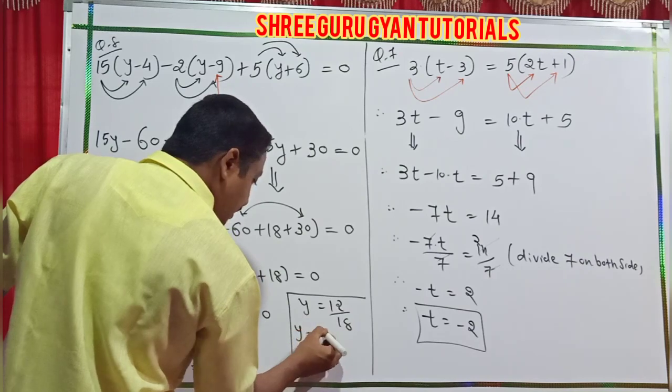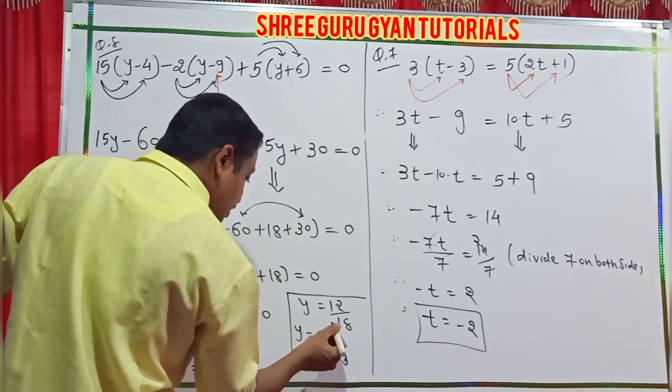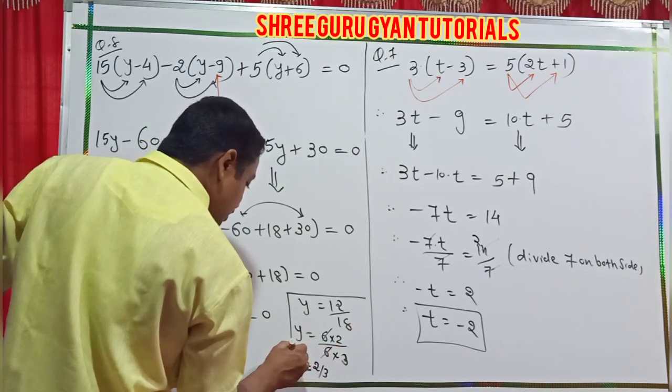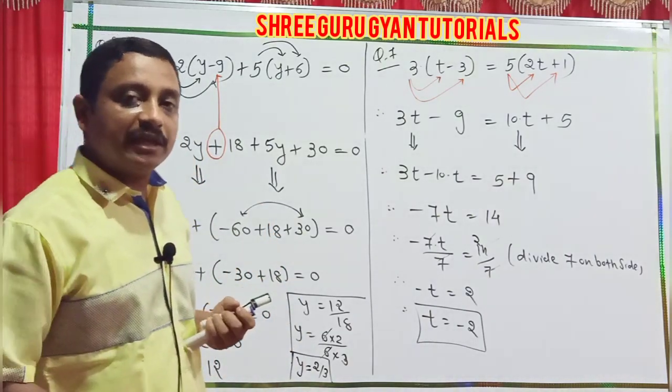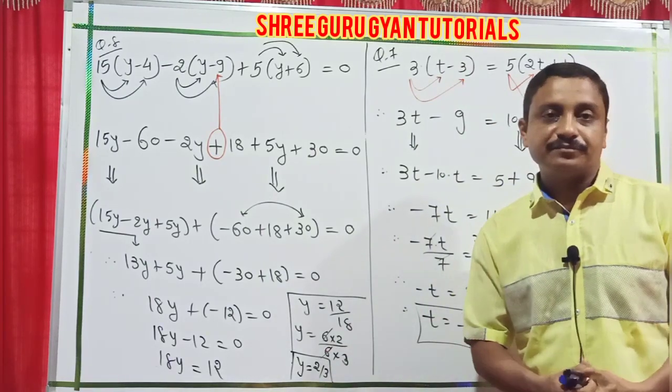And you know 12, 6 2s are 12, and 18 also known, 6 3s are 18. So this 6 is gone. You have only y is equal to only and only 2 by 3. And this answer is your easily ending and finished sum, 2 by 3 answer.